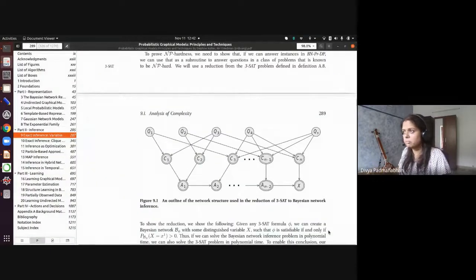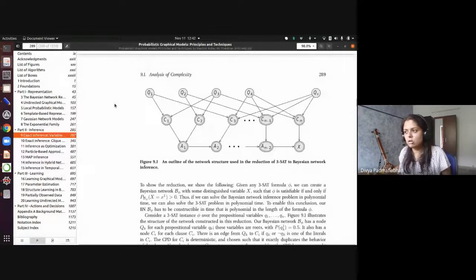This is from the book of Daphne Koller and Friedman. They have this big fat book on probabilistic graphical models, and this is taken from there. So this is the kind of network. It's not a very hard network in that sense, there are not too many connections, but it turns out that for this BayesNet, if you want to find the probability of X, this network is constructed in a very special way.